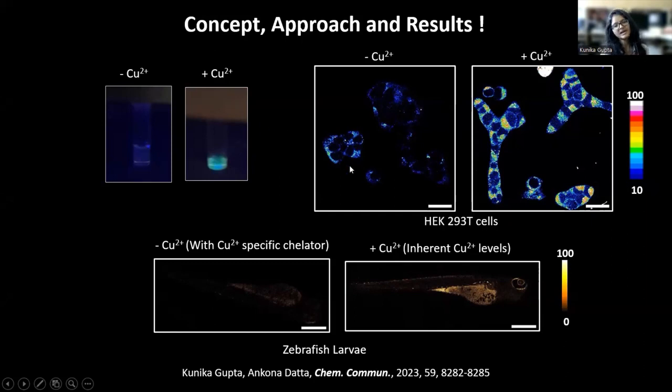So we moved ahead with the live cells where we observe that upon addition of copper ions, there's tremendously high fluorescence, which can be observed from the calibration bar as well. So we moved ahead to the zebrafish larvae model, and here we observe that in the presence of inherent copper levels, the fish is well lit. And upon addition of specific copper chelator, the fluorescence decreases, saying that indeed we have developed a copper-specific probe which can see the copper ions inside the cells as well as the live zebrafish model.